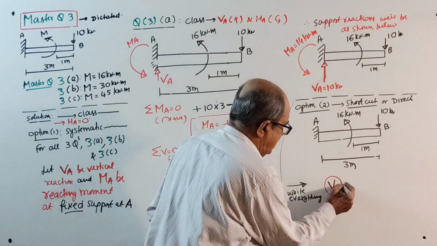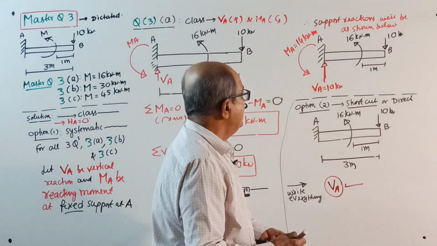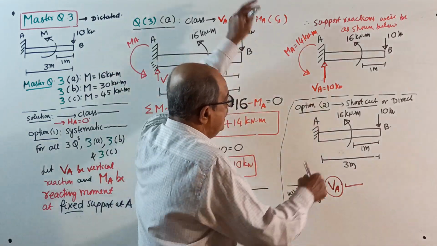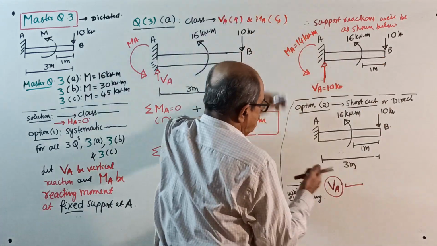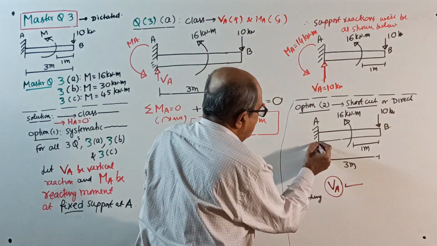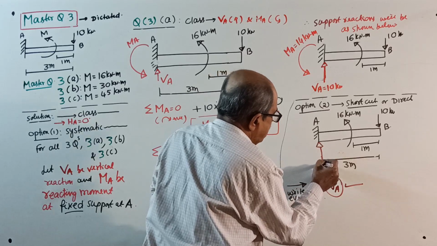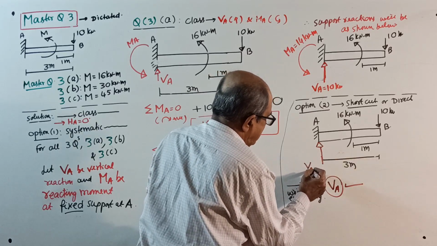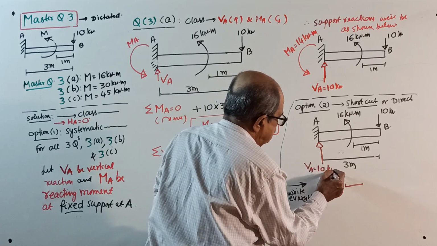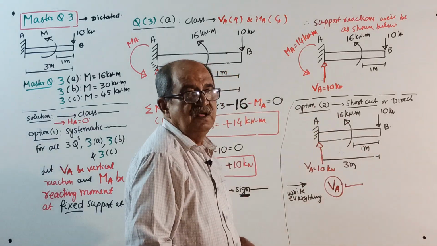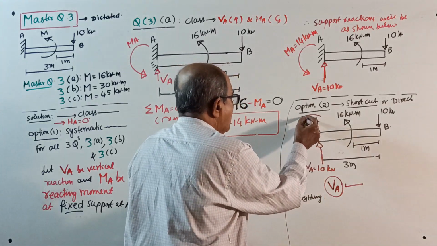Vertical reaction VA. I will tell only once, because for all three questions, same. Load is down, so that is the action. Therefore, fixed support, only one support, vertical reaction VA is 10 kilonewton up. Over. Write it. Now I want this reacting moment.